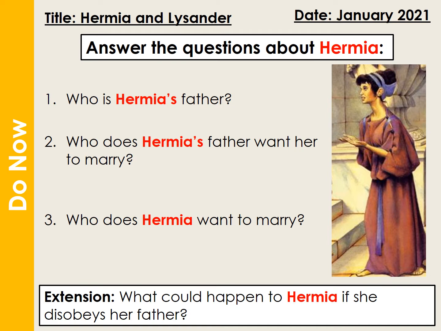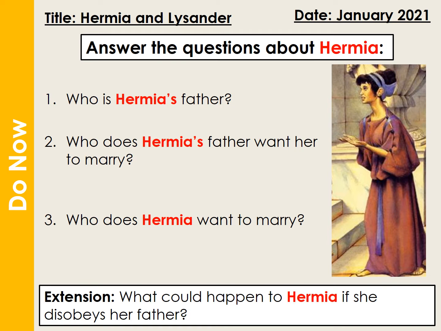Number 2, who does Hermia's father want Hermia to marry? So who is Hermia's father's choice in terms of a wedding? Again, full sentences. And then number 3, who is it that Hermia herself wants to marry? If you can, think about the spellings of those names. One of them is in the title.